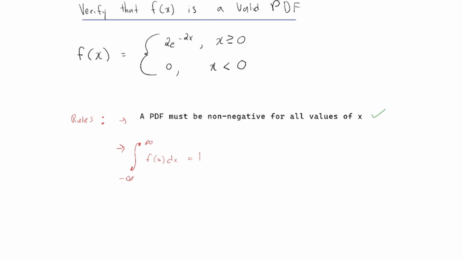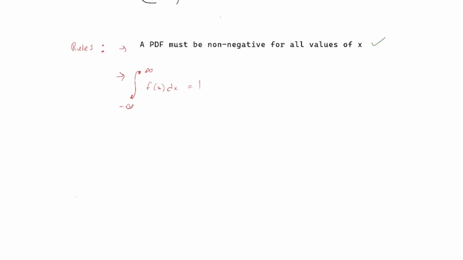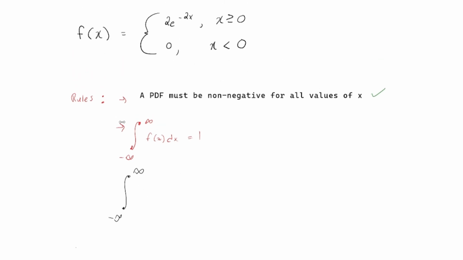The second rule states that if we integrate our function from negative infinity to infinity, we're going to get 1. So let's do that. Let's integrate from negative infinity to infinity for my function, which is 2e to the negative 2x dx.